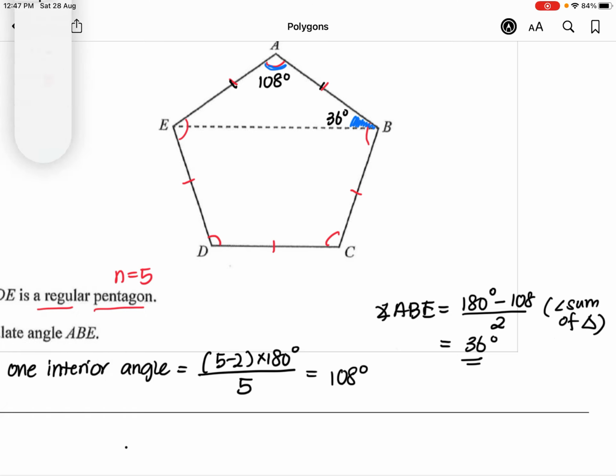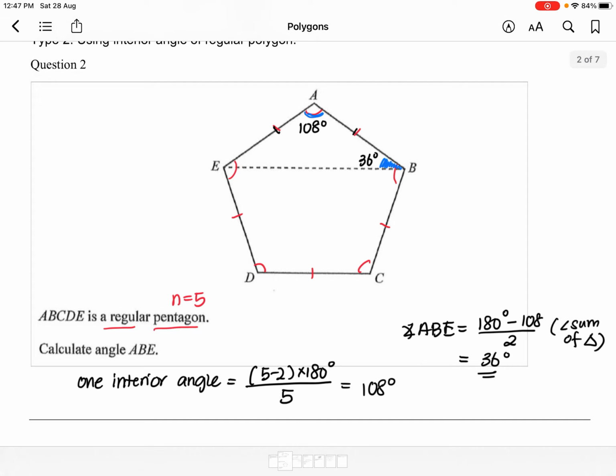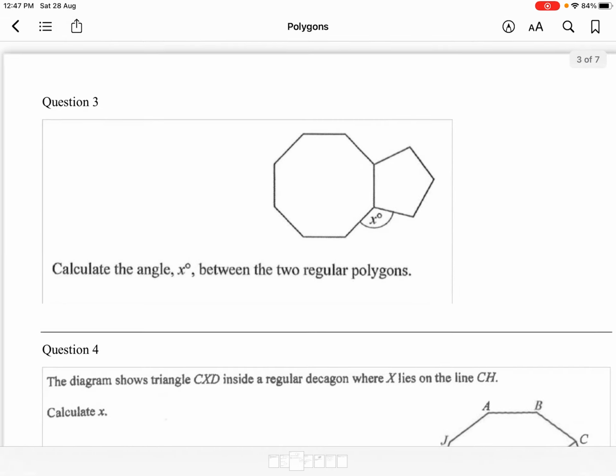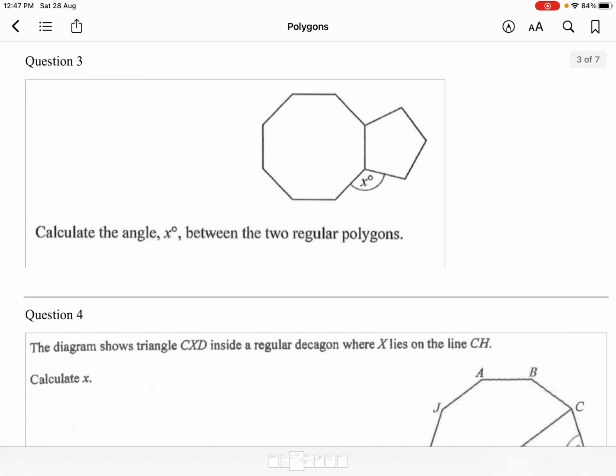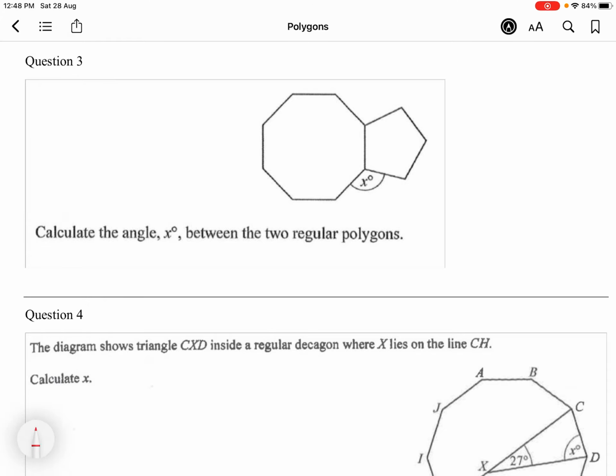Alright, so this is a very simple question on how we are going to use the interior angle formula. Let's look at the next question. Another similar question. Find the angle x between the two regular polygons. They mentioned to you that this is a regular polygon, but they never tell you how many sides they are. So we have our first one over here, 1, 2, 3, 4, 5. All the sides are equal.